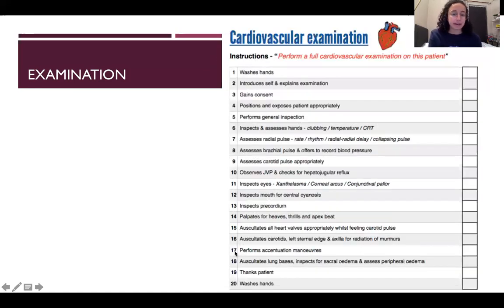Geeky Medics have the best mark schemes, I think. So if you just go on their website and pick any examination, this is the cardio exam mark scheme, and just mark yourself against that. So don't look at it, do the exam, and then have someone else give you feedback.